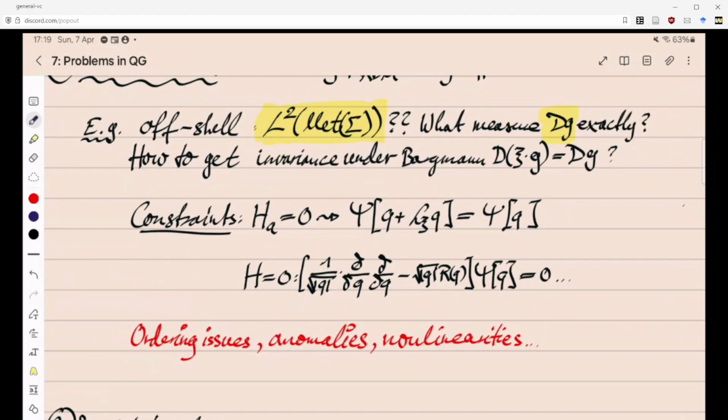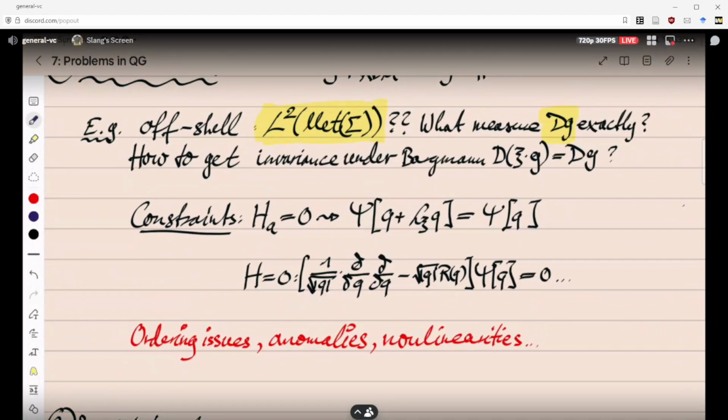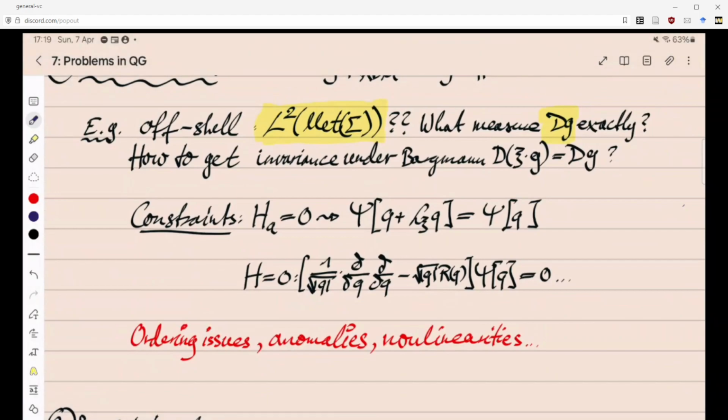Okay, Babs asks, are you holding the space-time topology fixed when you're discussing this measure? So if we're still in ADM, then yes, the space-time topology is still globally hyperbolic, and the spatial topology is also fixed.